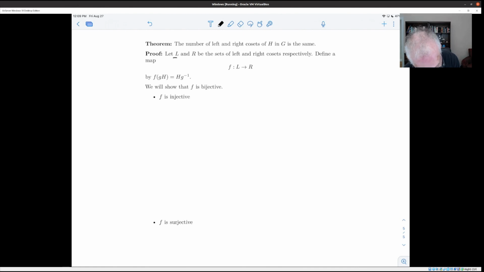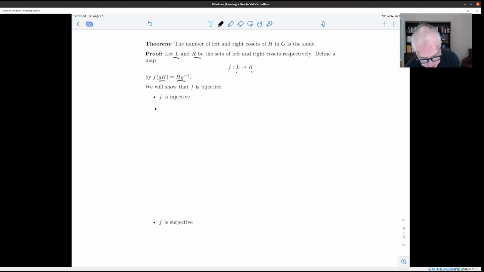So let's let L and R be the set of left cosets and right cosets respectively. And I'm going to define a function from L to R where you take a left coset of the form GH and you make a right coset, but you put the G on the other side, but with an inverse. The inverse is really important. And we have to show that this is a bijective map between the set of left cosets and the set of right cosets. So first, let's show that f is injective. To show it's bijective, we have to show injective and surjective.